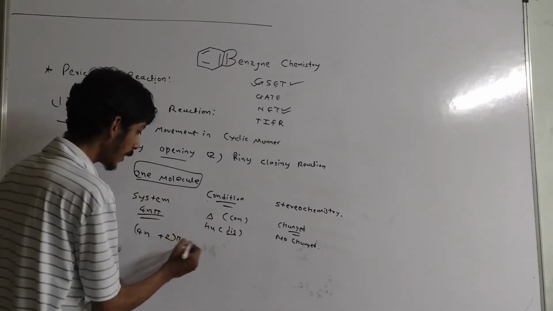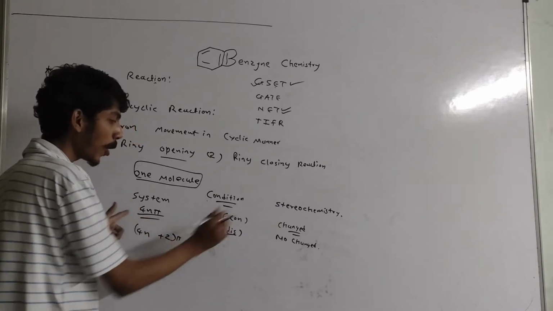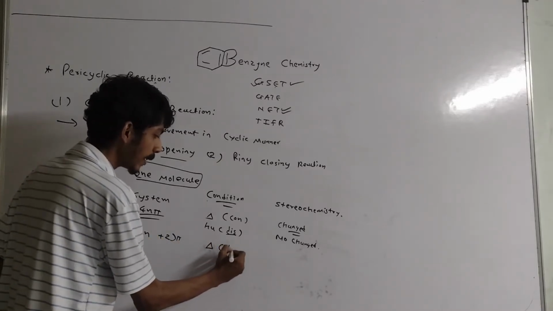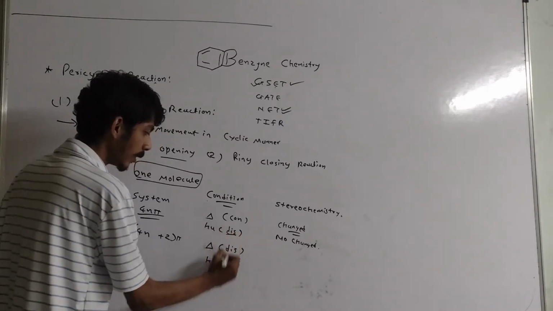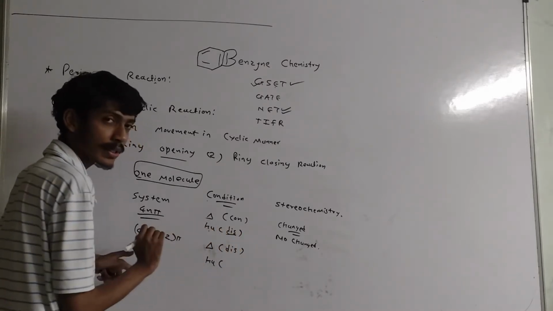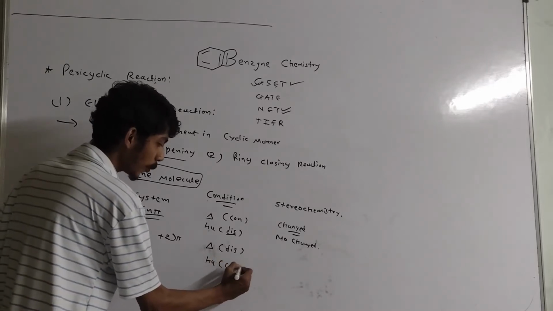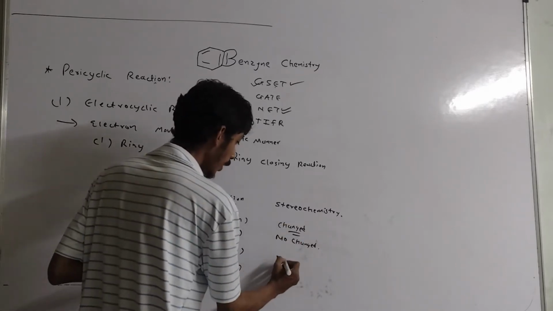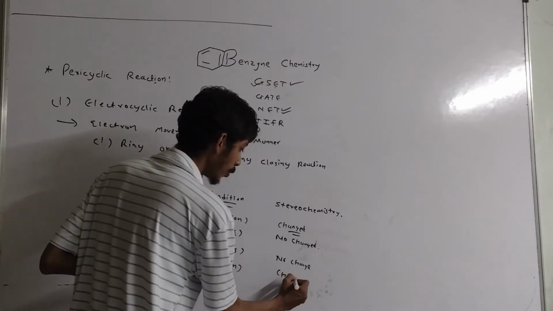So in the 4n plus 2 pi system, in heating condition, the reactant undergoes disrotatory motion, and in the photochemical reaction it undergoes conrotation. For 4n pi, it is the opposite. In disrotatory there is no change in the stereochemistry, and in conrotatory there is a change in the stereochemistry.